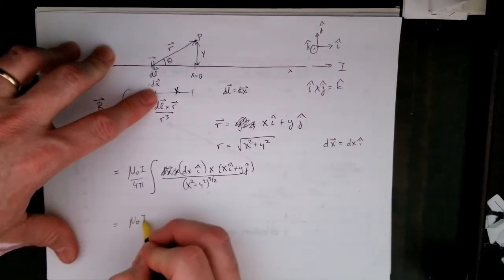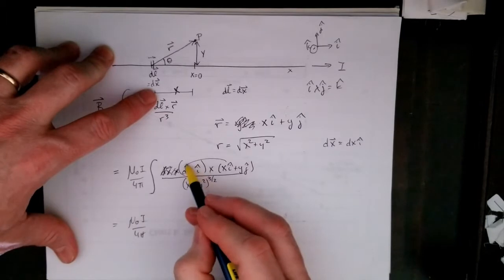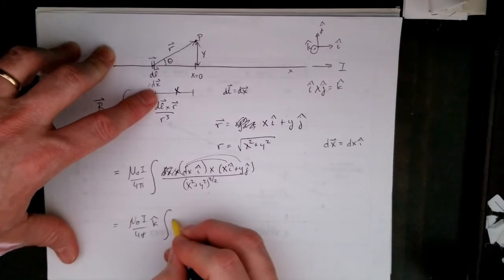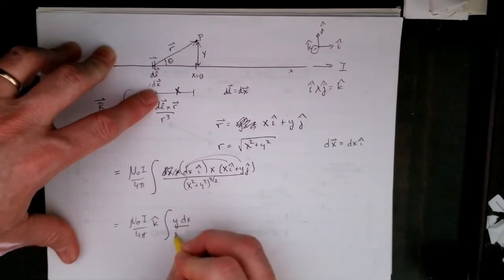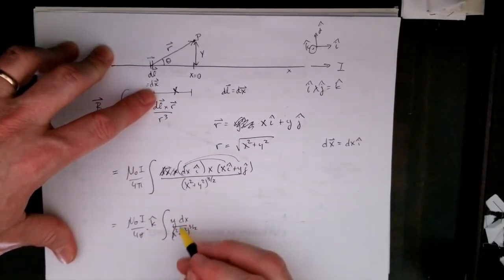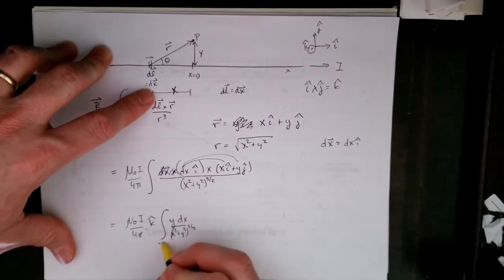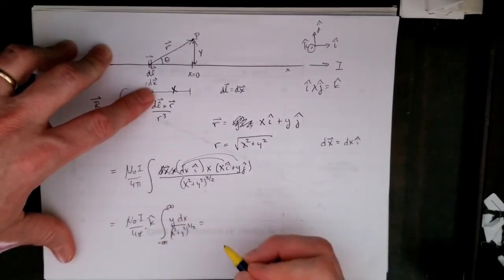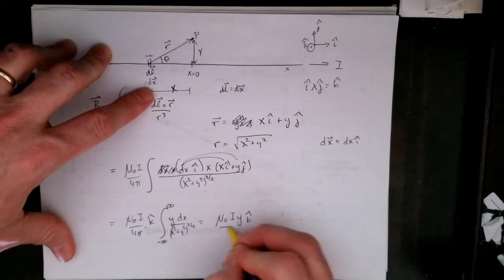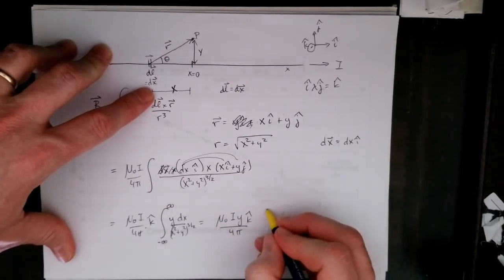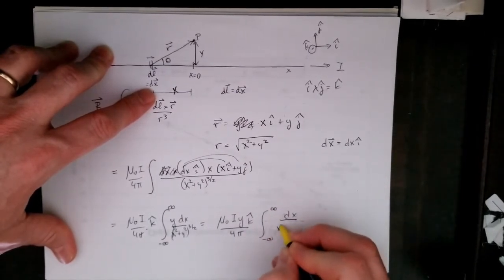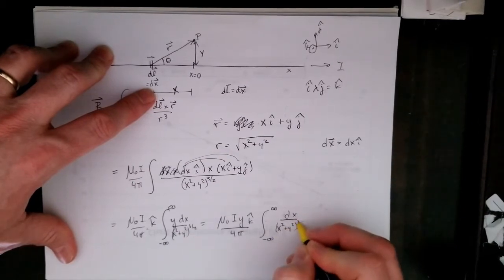And so this becomes mu naught I over 4 pi. So that's 0. i cross j is k, so I have a k hat here. Integral of y dx over x squared plus y squared to the 3/2. y is a constant, so it's going to pop out, and we now have a single variable here. So my limits of integration go from negative infinity to infinity. I'm left with mu naught I y k hat over 4 pi times the integral from negative infinity to infinity of dx over x squared plus y squared to the 3/2.